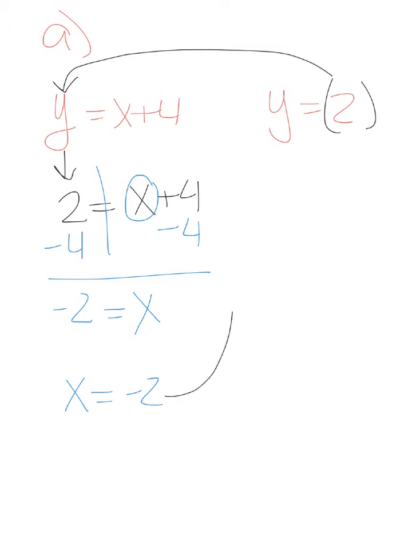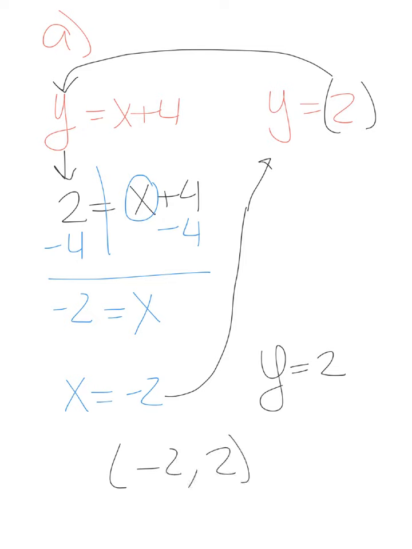I'm going to take my x equals negative 2 and look at my y equation. I was already given y equals 2. There is no x there to plug it into. So my final answer is going to be the ordered pair negative 2, positive 2. If you haven't yet worked on letter B, pause the video and work out letter B.